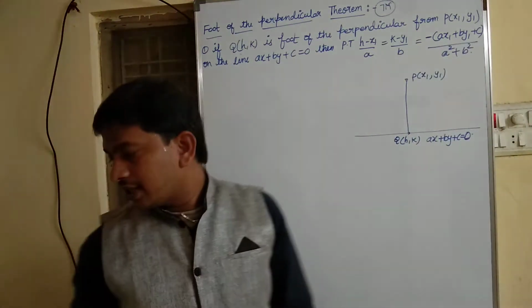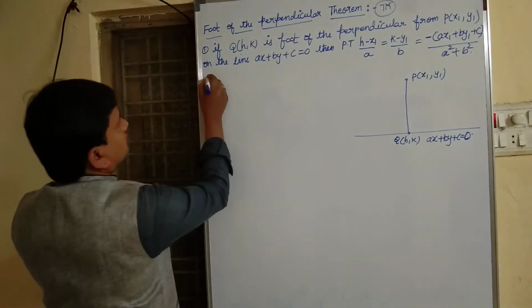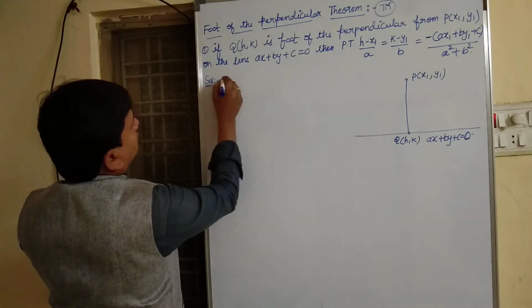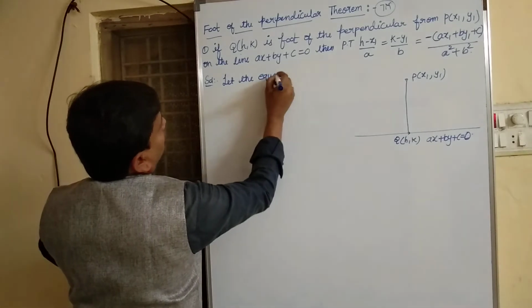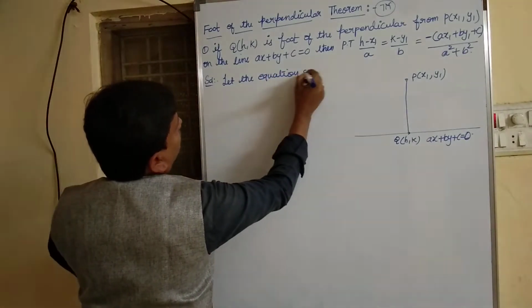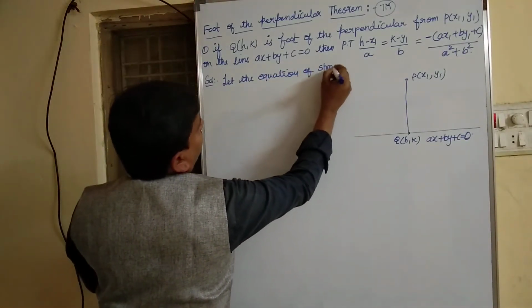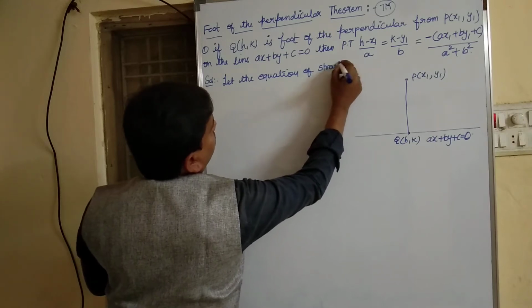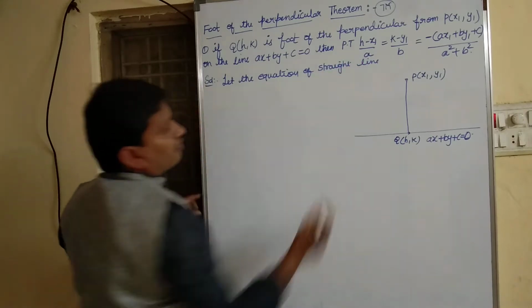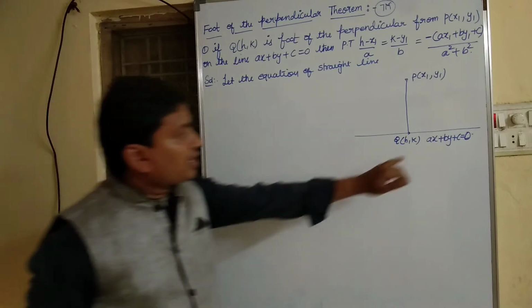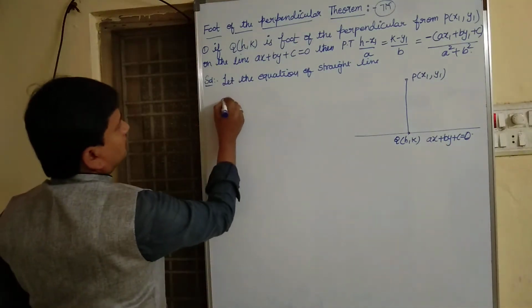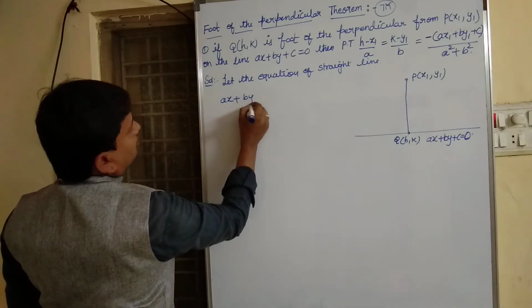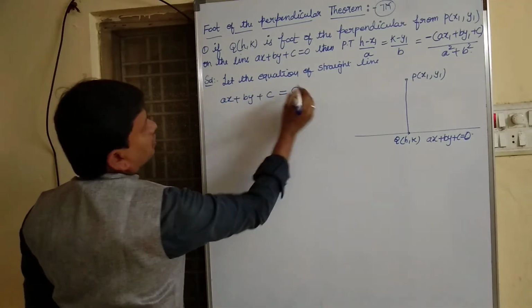Okay children, let us solve now. Let the equation of straight line, what is the equation of straight line children? That is ax plus by plus c equal to 0.